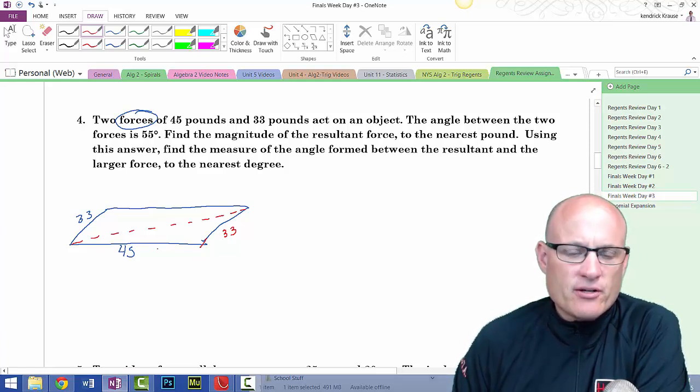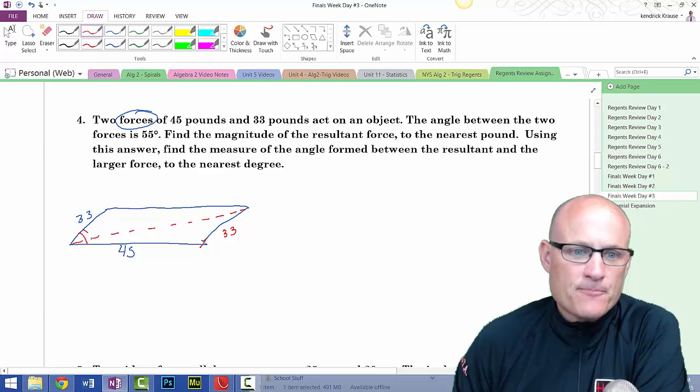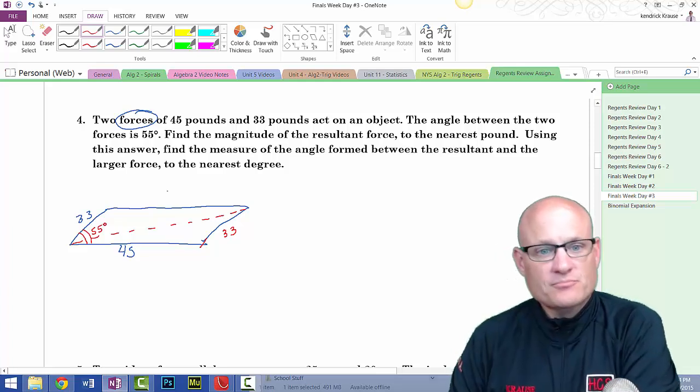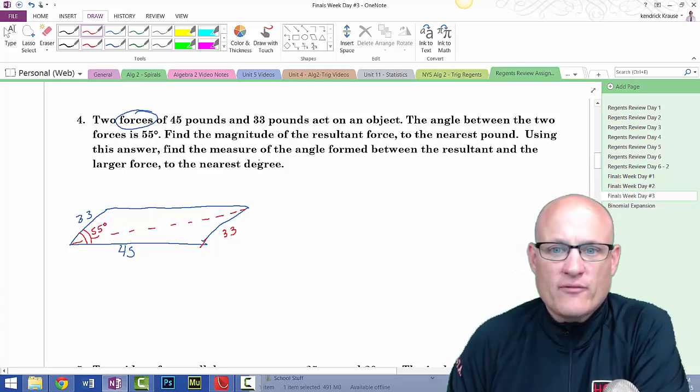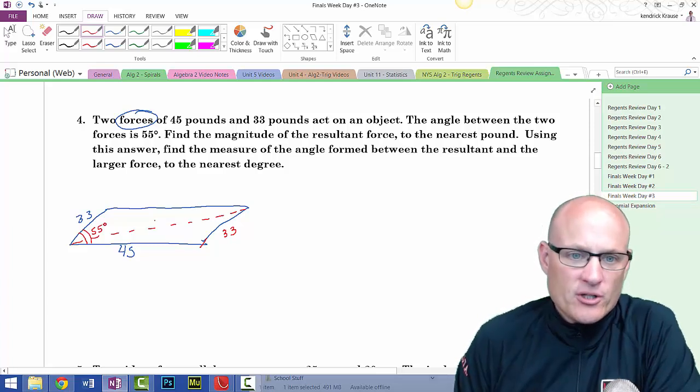So there's 33 pounds, there's 45. Let's see what else we got. The angle between the two forces is 55 degrees. I want to find the magnitude of the resultant force to the nearest pound. I'm just going to do that first. So we're going to find this.